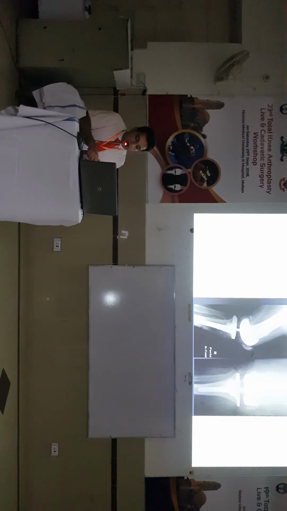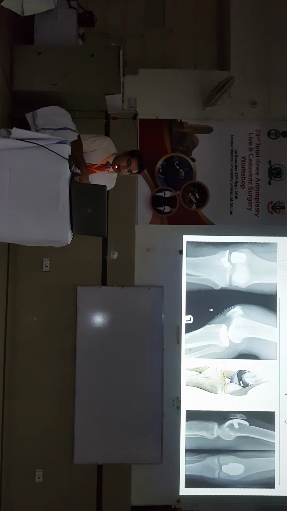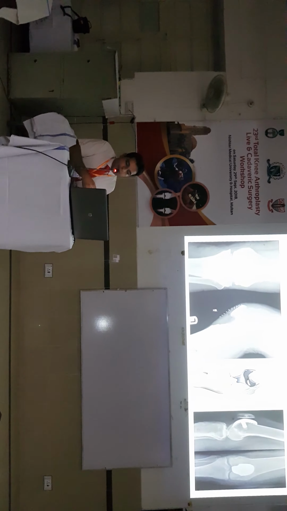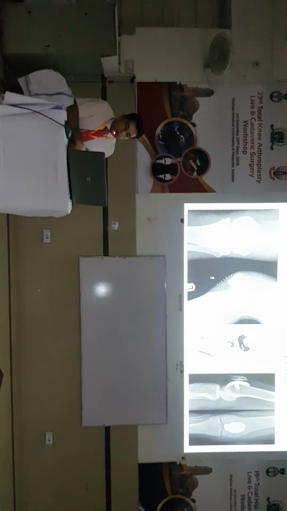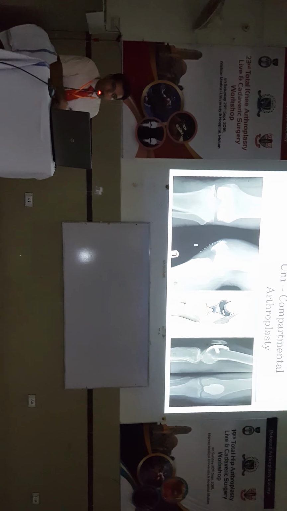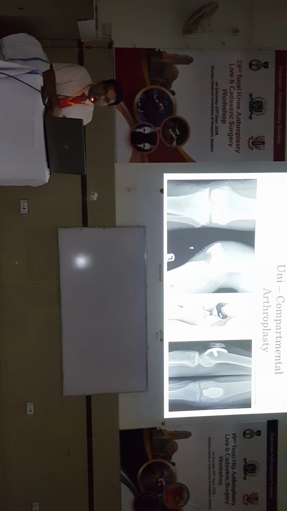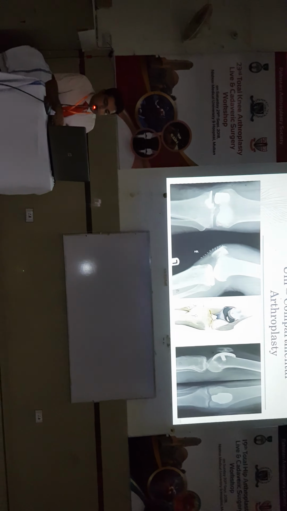This one is a constrained prosthesis. Just to show the unicompartmental arthroplasty. The figure on the right shows the medial compartment being replaced, and the one on the left is showing the patellofemoral compartment being replaced.